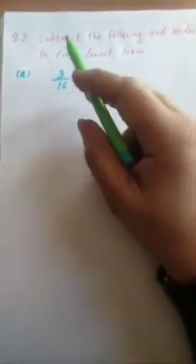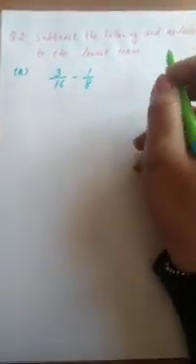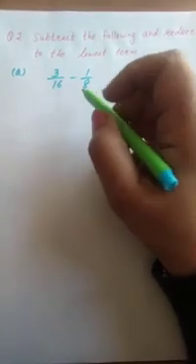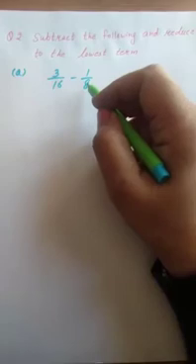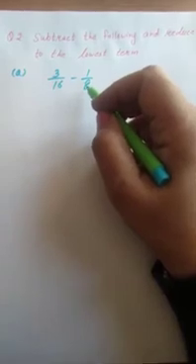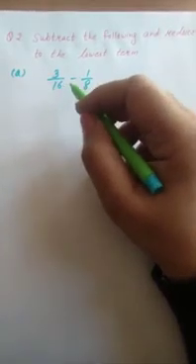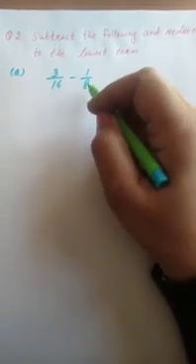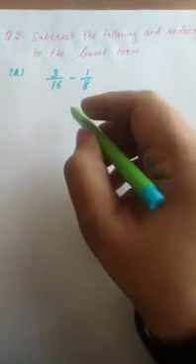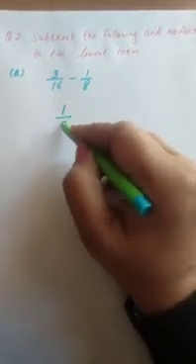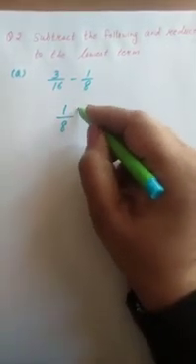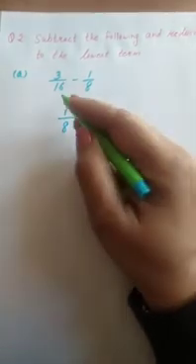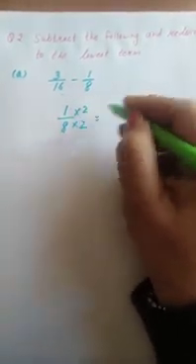Now in question number 2, we have to subtract the following and reduce to the lowest term. In the same way as we did in question 1, we will try to make the denominator of the smaller one equal to the bigger one. As we have here 16 and 8, so we try to convert 8 into 16. So how will we do? We will multiply 1 by 8 with 2 by 2 because we know 8 2s are 16. So here we will multiply with 2.